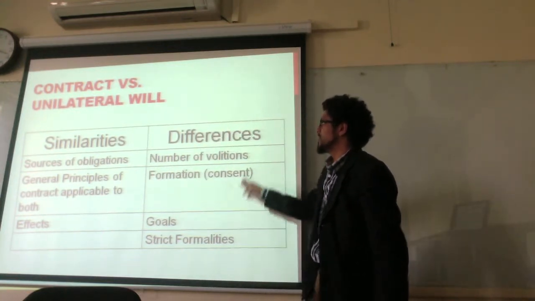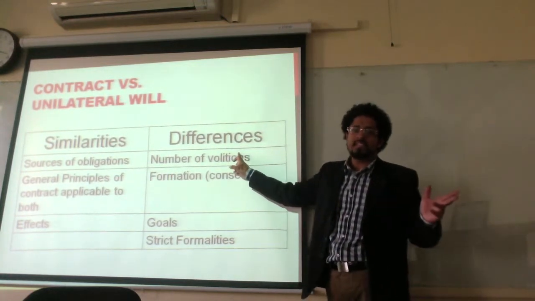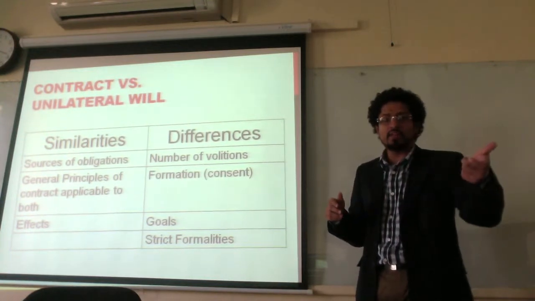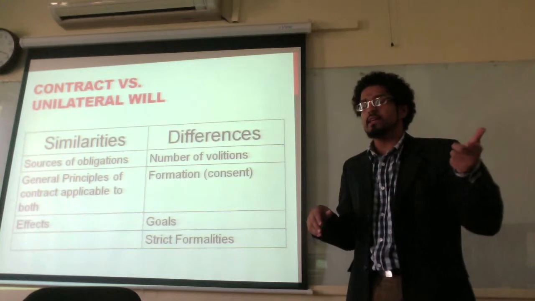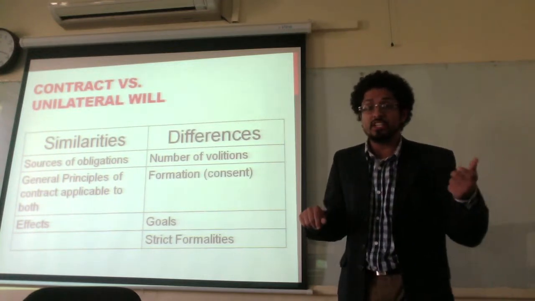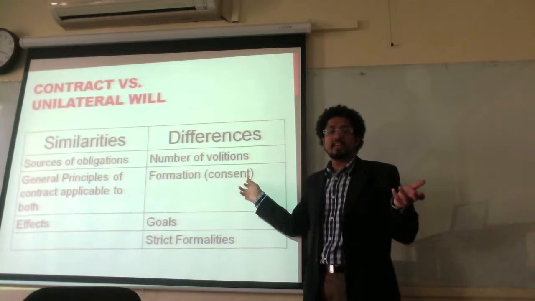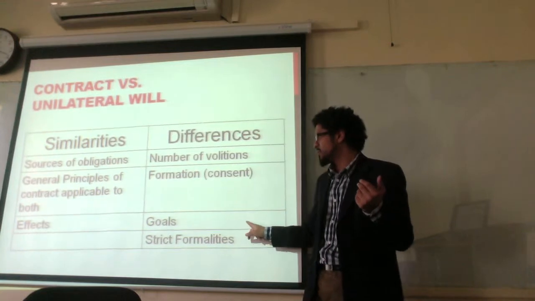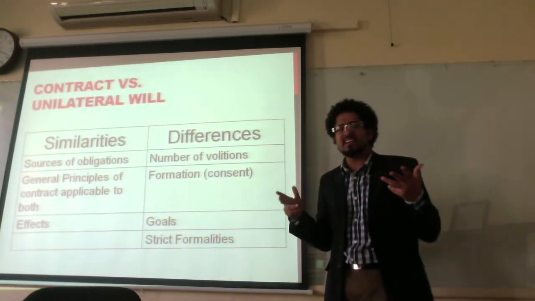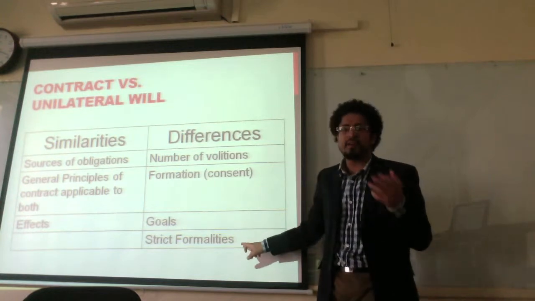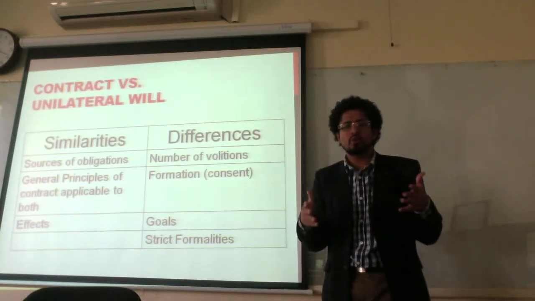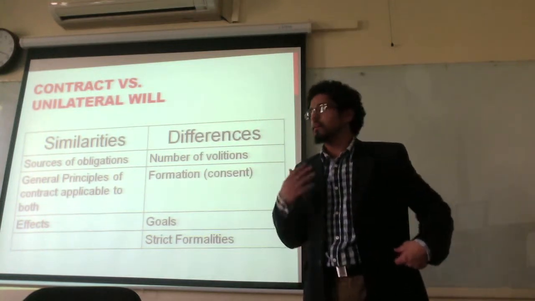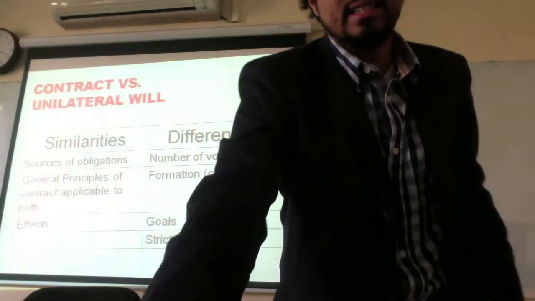I'll just go through the differences. One, volition means intention, and so it only requires one intention: the intention of the party creating the unilateral will, so the party that's creating the obligation. Next, it doesn't require consent, and the goals are generally different. Like you have economic goals with contracts, and with unilateral will, it's not the same. And there are different formalities, and we won't get into that in detail, but certain formalities are considered requirements that have to be fulfilled for the contract to take place. So don't worry about that in detail.